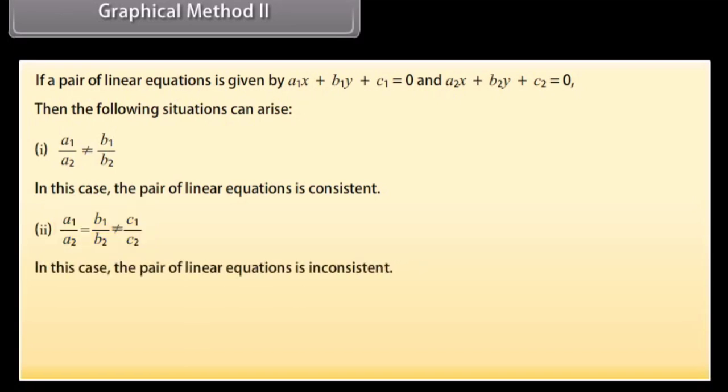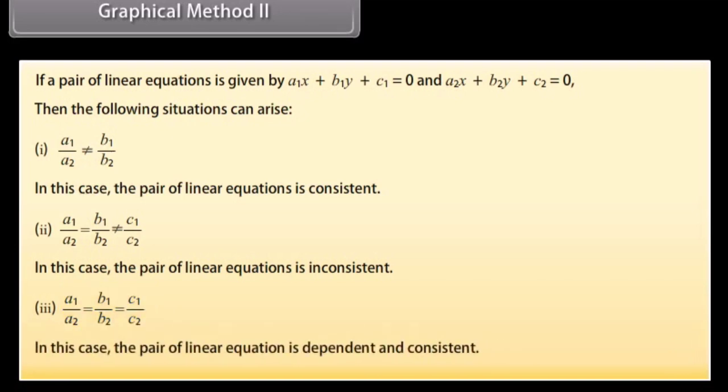In this case, the pair of linear equations is inconsistent. 3. a1 upon a2 equals b1 upon b2 equals c1 upon c2. In this case, the pair of linear equations is dependent and consistent.